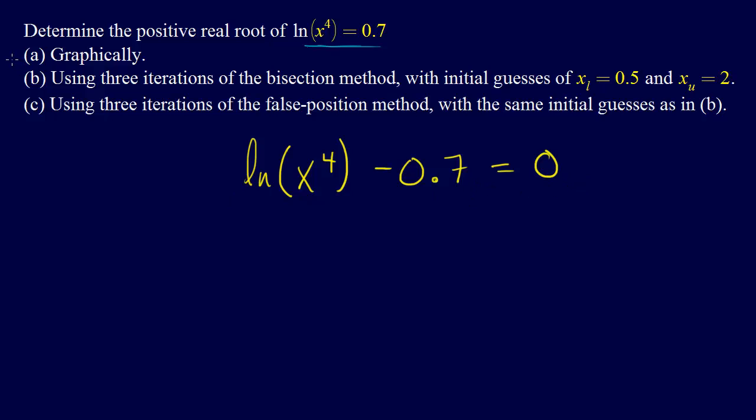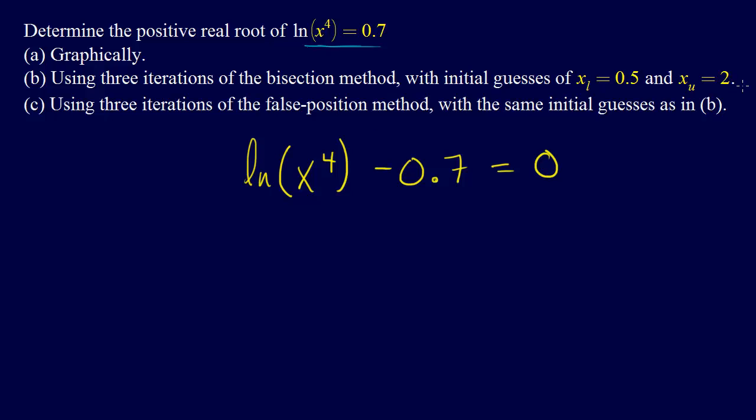And we're going to find that root graphically, using 3 iterations of the bisection method with initial guesses of 0.5 and 2, and using 3 iterations of the false position method with the same initial guesses as in B. Okay, and hopefully I typed it in right this time. So graphically, well, this should be easy. We'll switch over to MATLAB.